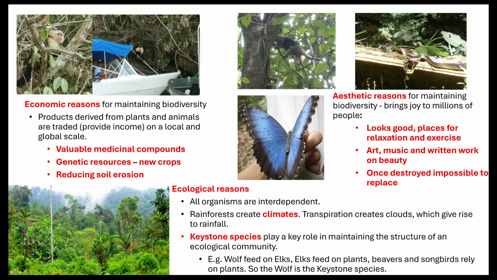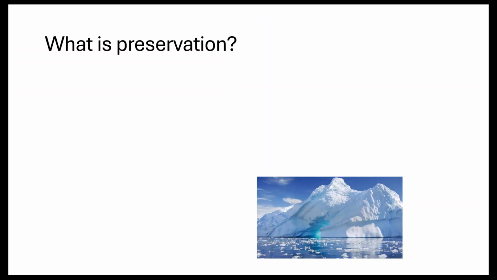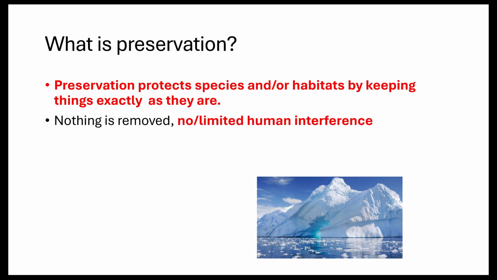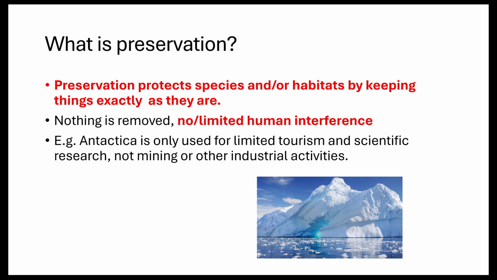So conservation is a way in which we are going to maintain biodiversity. But what we're interested in is the difference between conservation and preservation. Preservation is where we protect species and or habitats by keeping things exactly as they are. We are going to remove nothing and have very limited or no human interference. This could be somewhere like Antarctica, where it is only used for very limited tourism and scientific research. It's not mined, there's no industrial activity that goes on there, and that is to ensure that it is preserved, protecting the species and the habitat, everything exactly as it should be.